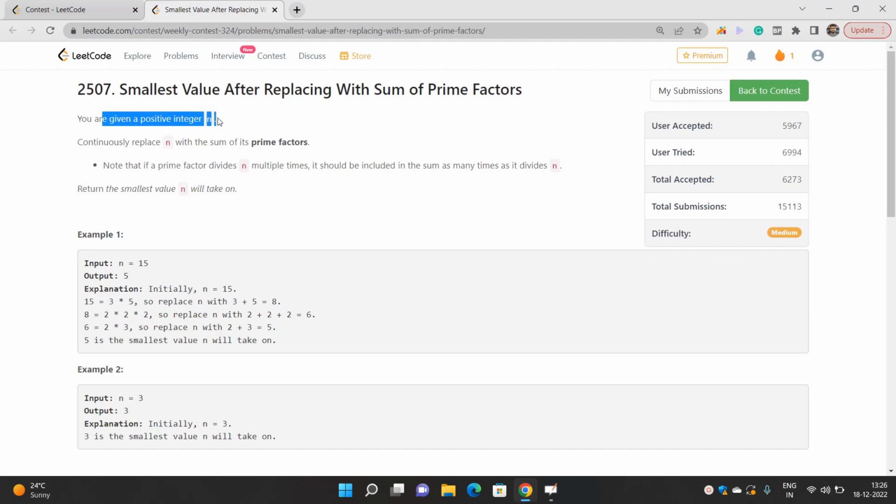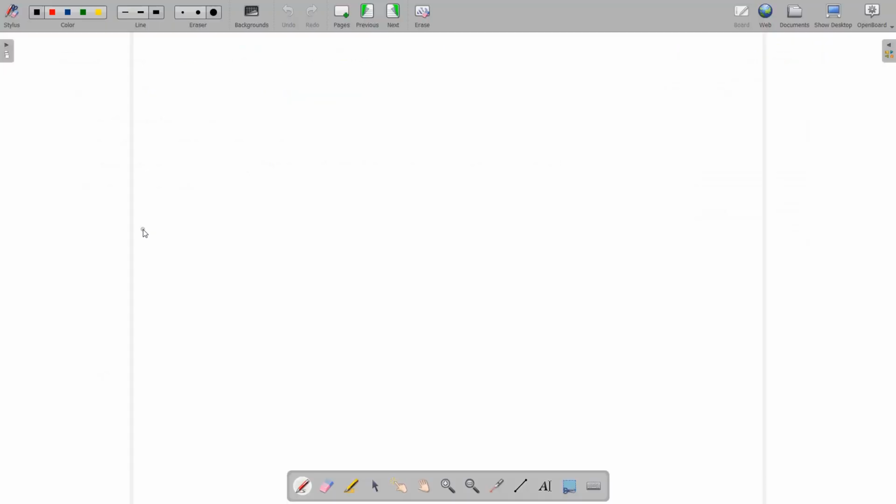We are given a positive integer n, and continuously you need to replace n with the sum of its prime factors. Note that if a prime factor divides n multiple times, it should be included in the sum as many times as it divides n. And you need to return the smallest value n will take on. Okay, so let's understand this with an example.